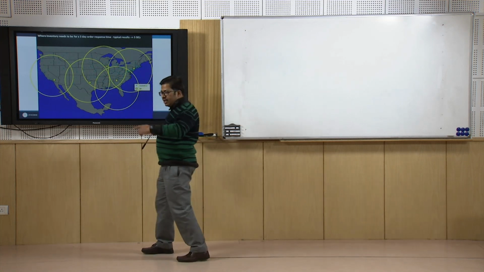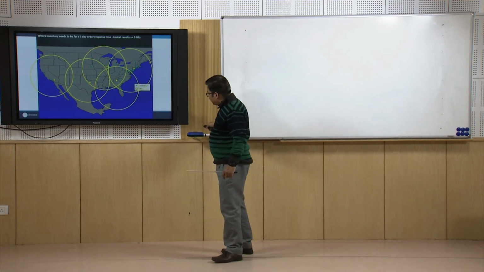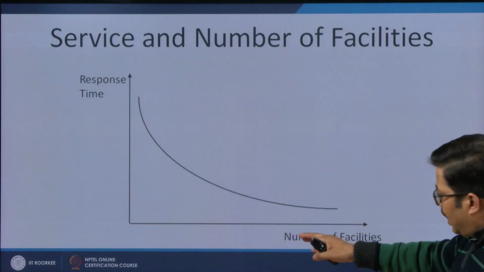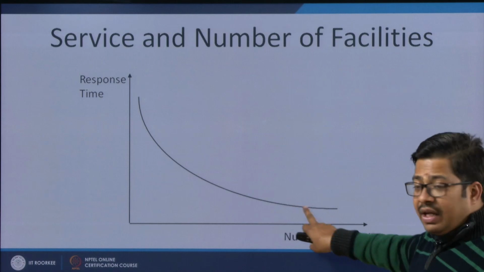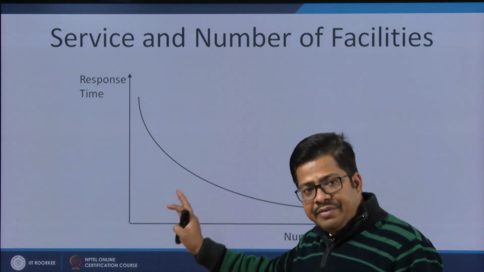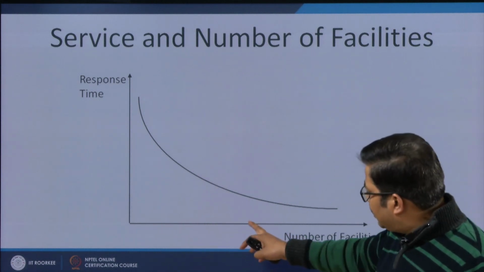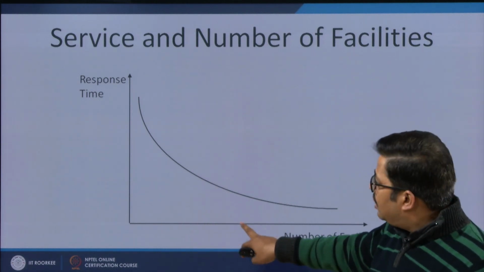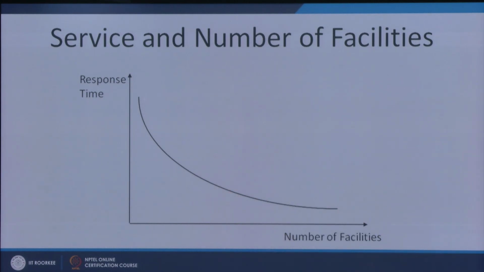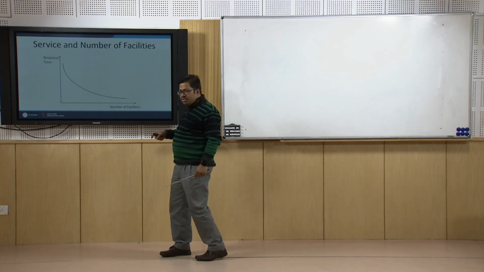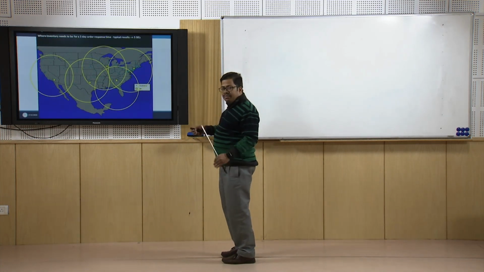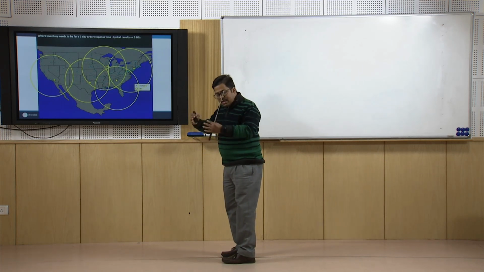So, as we said, if you go back to this slide, as our number of facilities increases, with one facility 7 days was the response time. With 2 distribution centers, response time decreases to 5 days. Now we have 5 distribution centers, so response time decreases to 3 days. So that is how we are moving: for more distribution centers, less response time.